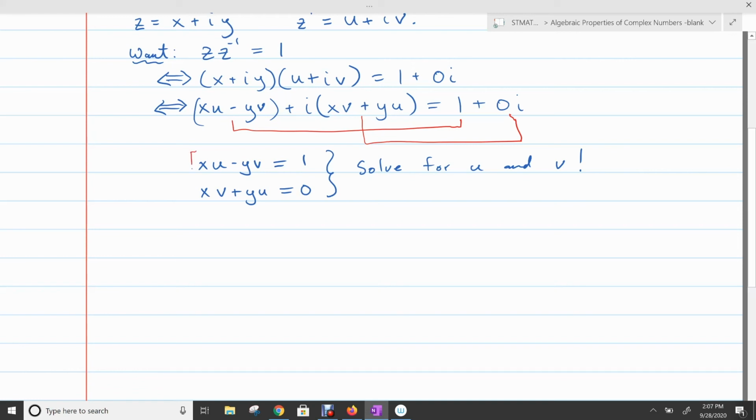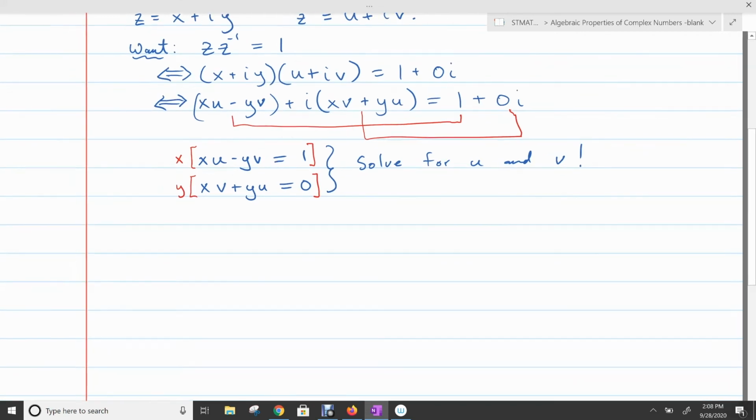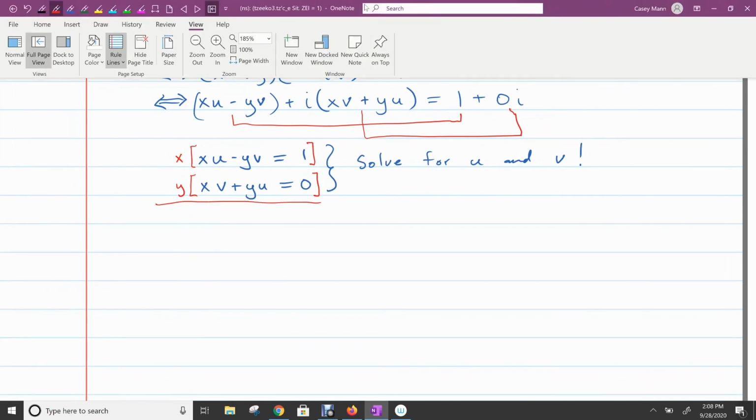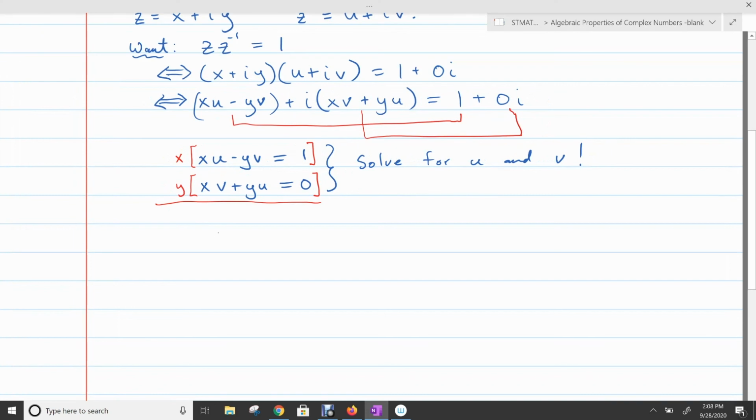Let's say I want to eliminate the v's. I could multiply the first equation through by x, and then multiply the second equation through by y, because that will give me negative x times y times v in the first equation and positive x times y times v in the second equation. If I do that multiplication and then add those two equations together, I'll get an equation with the v's eliminated. So what would that yield?